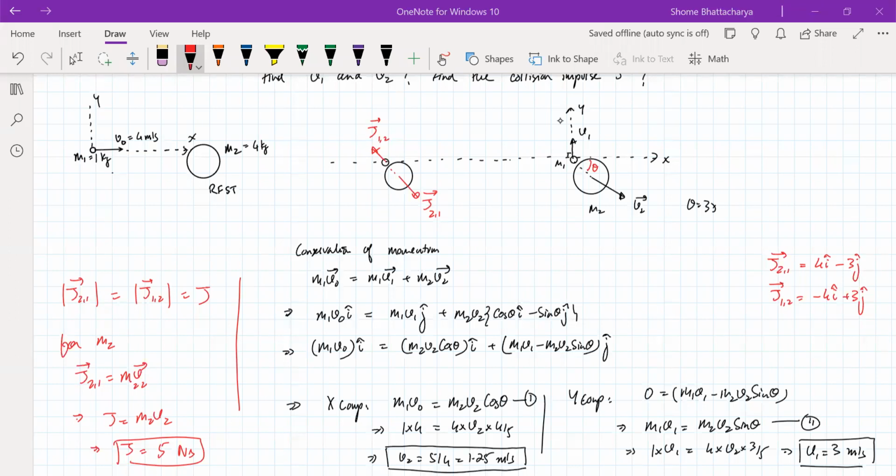So you can also check one thing here, that the impulse acting on 1 because of 2 is equal to M1 V1 minus M1 V0. If you do this vector algebra, you can see this will also work out. So here we are using the concept that impulse is equal to change in momentum. This one had an initial momentum which was 0, so it was easier. But M1's momentum is changing from M1 V0 to M1 V1.